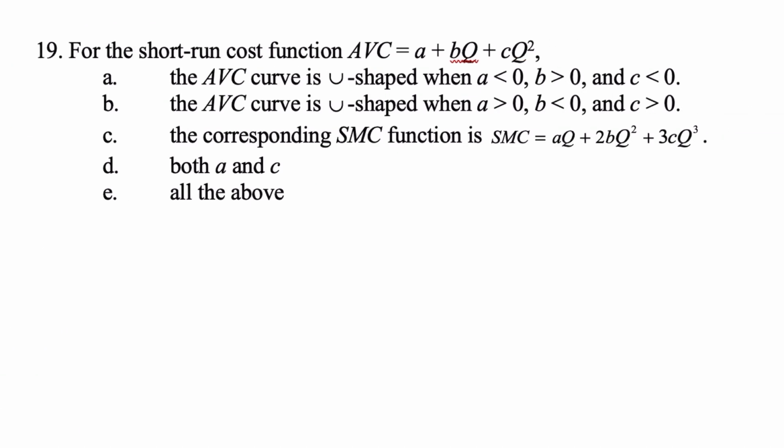Next one, moving away from that regression output, says for the short run cost function, average variable cost equals A plus BQ plus CQ squared. Our answer is B. And this is because C being greater than 0 in front of our Q squared makes it look like a smiley face when it's positive. If it's negative, then it looks like a frowny face. And A being greater than 0 keeps your y-intercept positive.